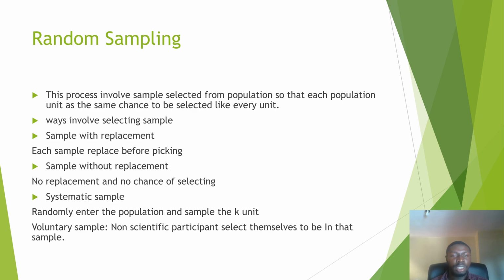Now we have different ways of sampling. We have sampling with replacement, which involves replacing the value once you pick out another value. Then sampling without replacement, where there's no replacement, the value is randomly picked from the population. And the last one, quality sample, which I've not really touched, is probably non-scientific, where participants select themselves.